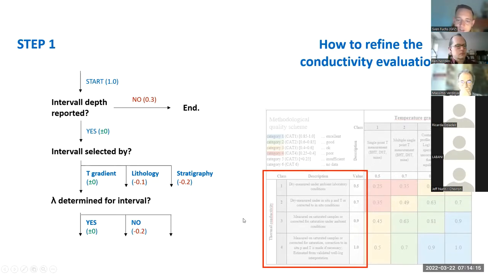For now, we need to discuss the important conductivity aspects, because apparently what we suggested last time, a combination of saturation of samples, for example, and of the in situ conditions, does not fully meet all the ideas and expectations of the attendees last time.